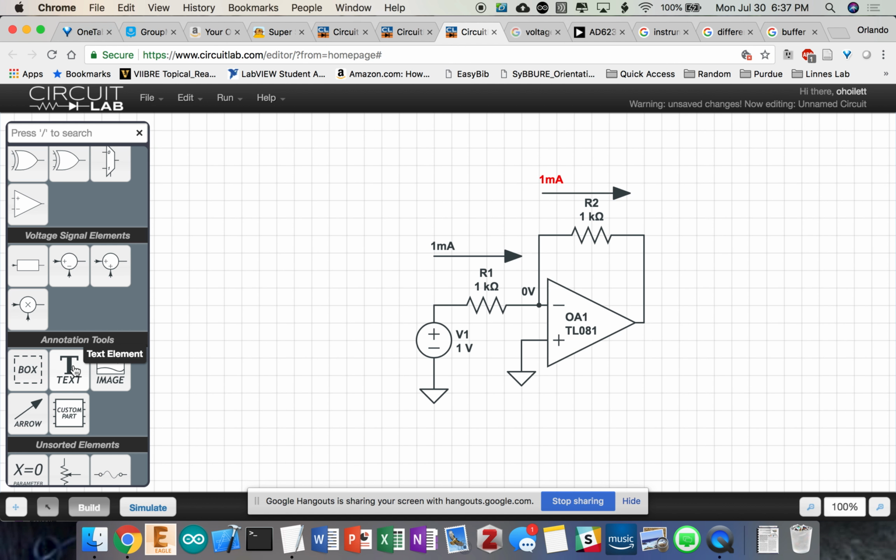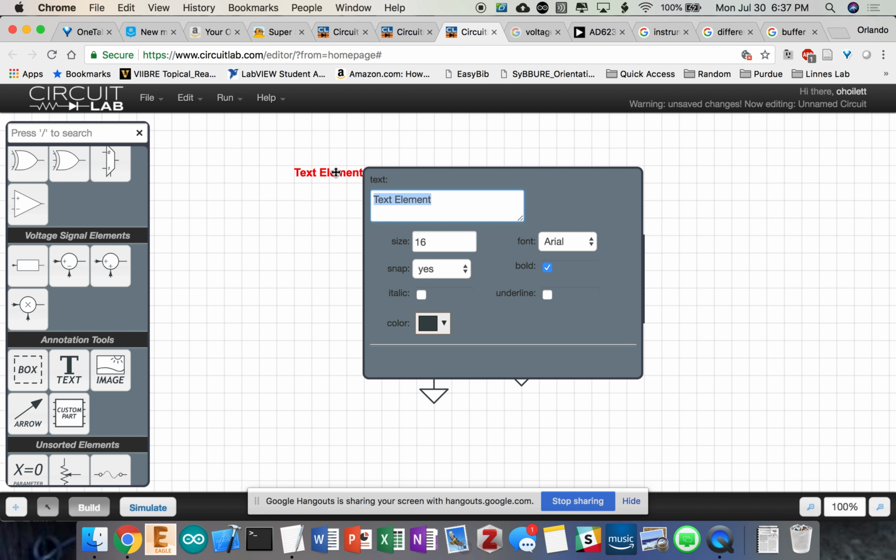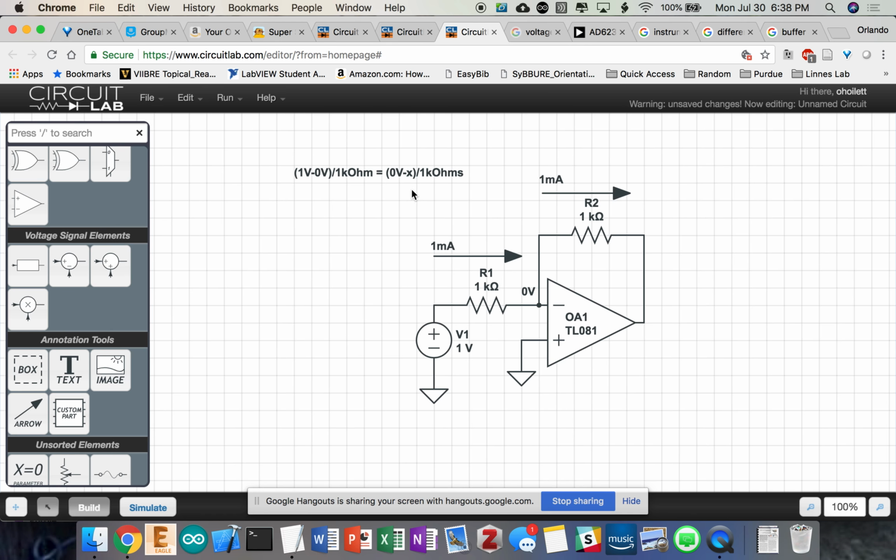Did they do the whole Kirchhoff's? Do they show you the KCL equations where you do something like this? 1 volt minus 0 volt divided by 1 kilo ohm is equal to, I don't know, 0 volts minus V minus X divided by 1 kilo ohm. Does that ring a bell at all?